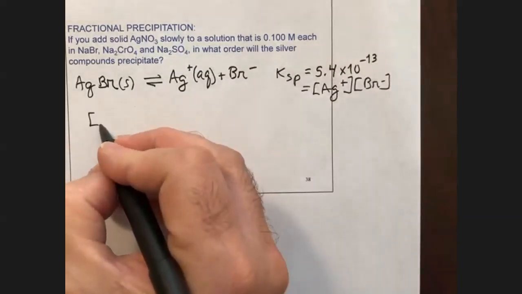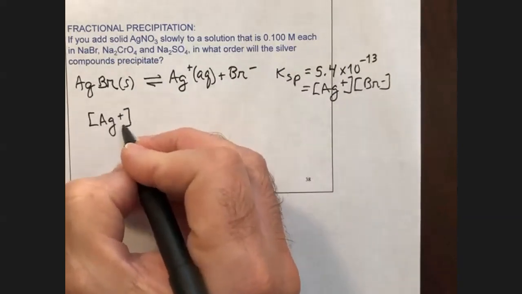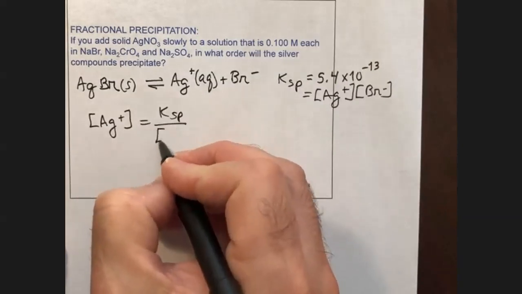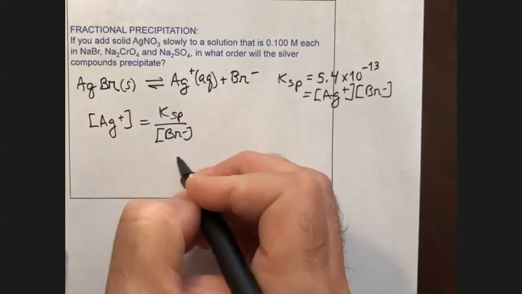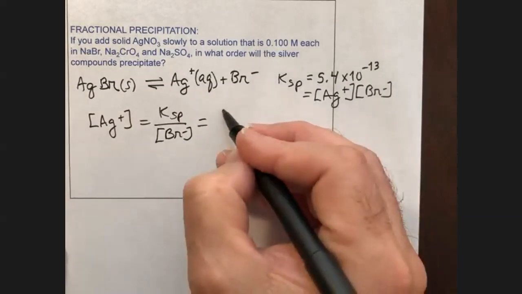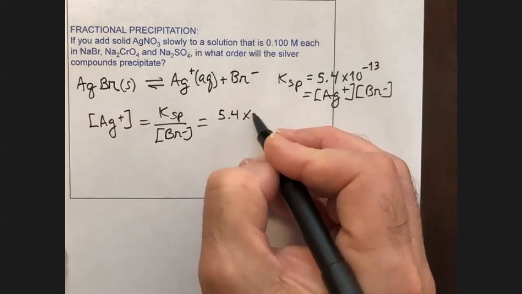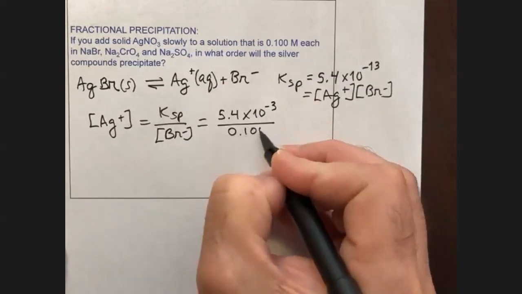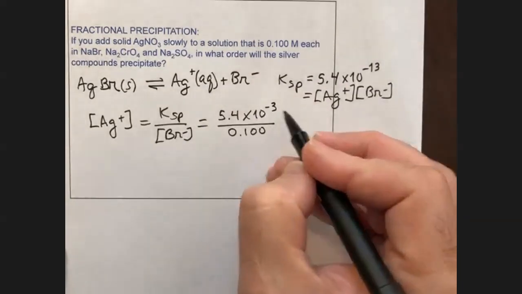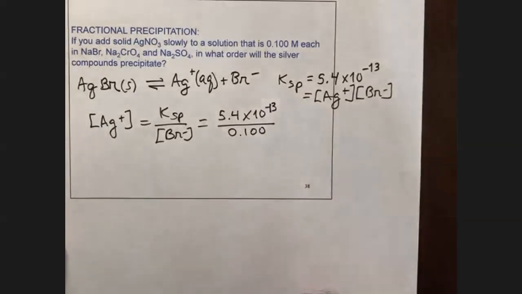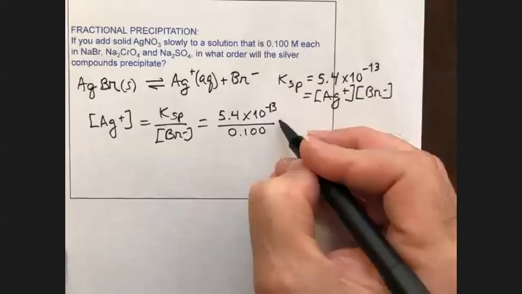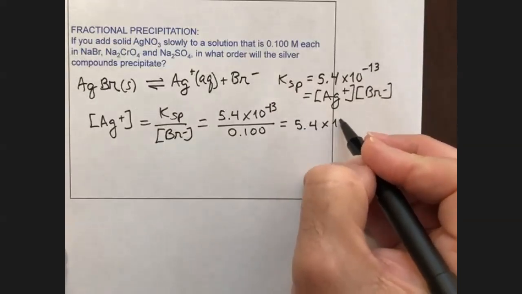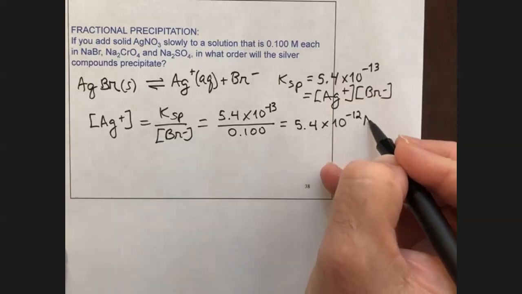So the concentration of silver ions at saturation will be KSP divided by bromide. So that's 5.4 times 10 to the minus 13 divided by 0.100 molar. Oops, sorry, minus 13, not minus 3. And that would be 5.4 times 10 to the minus 12 molar.